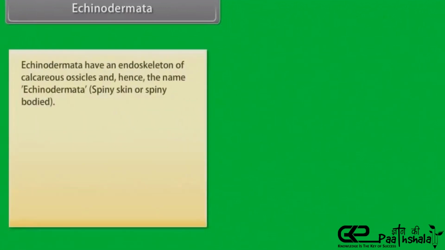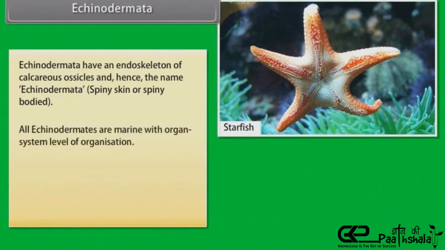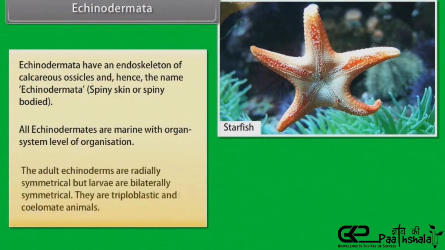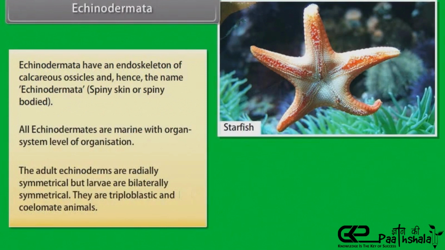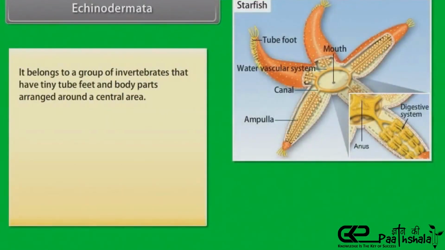Echinodermata. Echinodermata have an endoskeleton of calcareous ossicles and hence the name echinodermata, which means spiny skin or spiny-bodied. All echinoderms are marine with organ system level of organization. The adult echinoderms are radially symmetrical, but larvae are bilaterally symmetrical. They are triploblastic and coelomate animals. It belongs to a group of invertebrates that have tiny tube feet and body parts arranged around a central area.